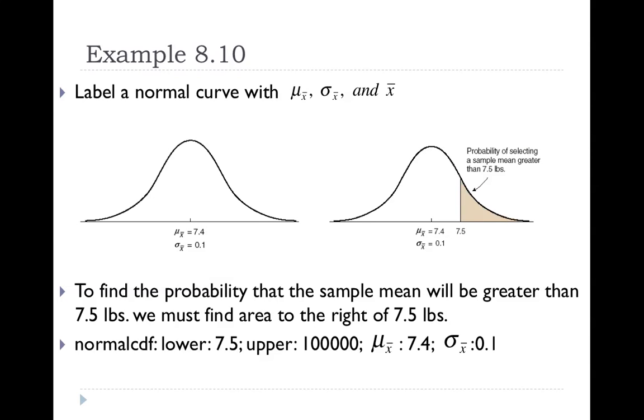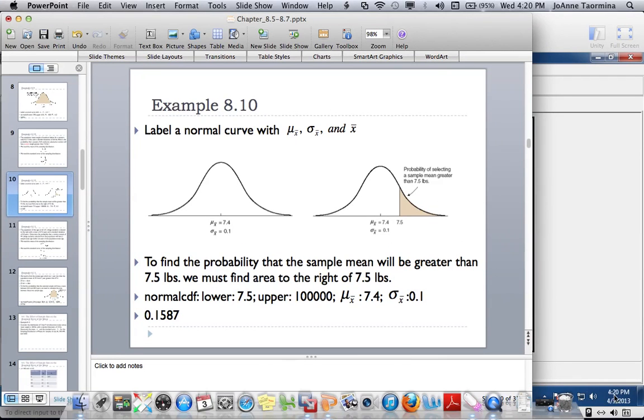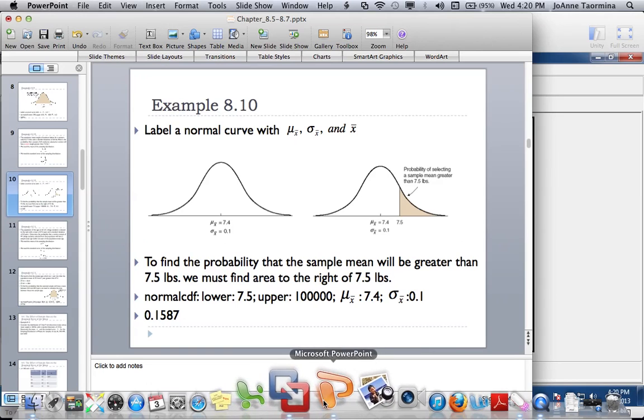The lower value is 7.5 and the upper is positive infinity. The mean is 7.4 and the standard deviation is 0.1. Standard deviation of the sampling distribution is 0.1. So we go to our calculator, put in those four inputs, and we should get 0.1587. So I'll just do it real quick and show you.